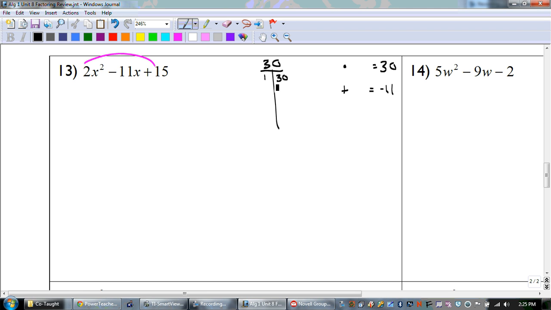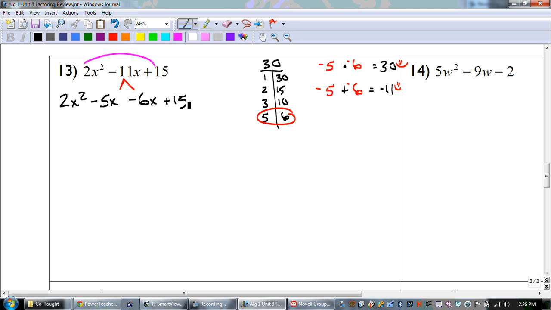So if you need to write the numbers down, write them down. 2 and 30, or 1 and 30, 2 and 15, 3 and 10, 5 and 6. What's the combination to get to 11? Yeah, 5 and 6. But to get to negative 11, they both have to be negative. Okay, so as I'm splitting the middle term, we get 2x squared minus 5x minus 6x plus 15.